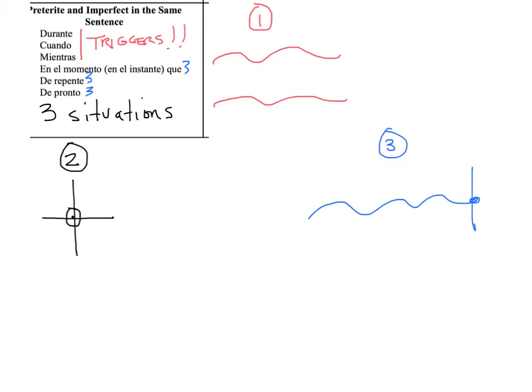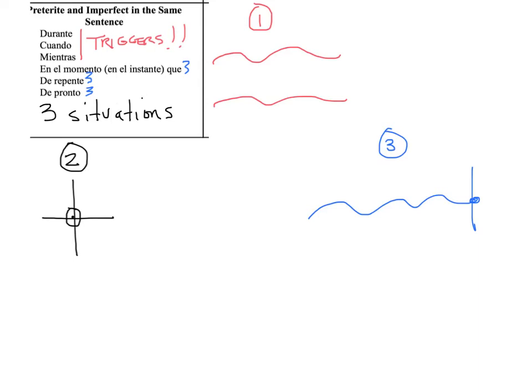Now, the first question is, how do we know one of the three situations is happening? What do we know to look for? Well, the answer is this. There are triggers. There are certain words that when you see them in a sentence, they should tell you that one of the three situations is happening. And then it's going to be up to you to figure out which one of the three. Those three words are durante, cuando, and mientras. During, when, and while. When you see one of those in the sentence, you should know that one of the three situations is occurring, and it's up to you to figure out which one it is.